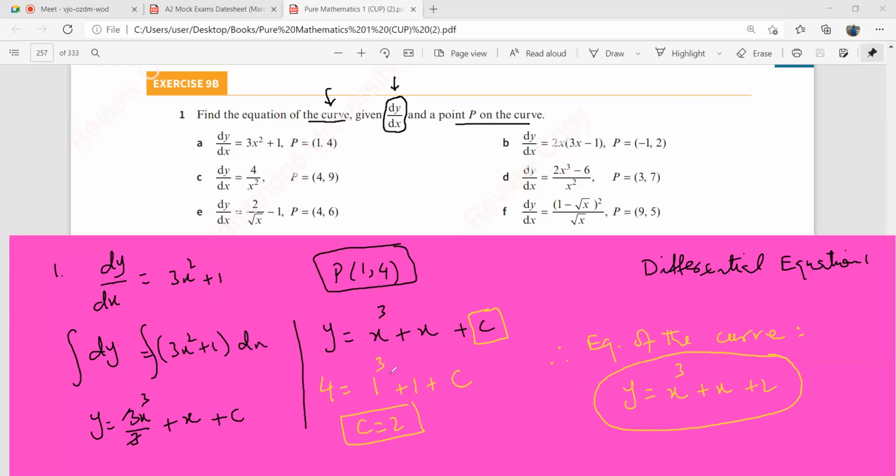Okay, now the rest is the different levels of this integration here. You must be able to integrate all these different expressions. I'll be doing just one more. Let me do that f part, and then you will be practicing it yourself. Okay, 1f. Let's do 1f now.